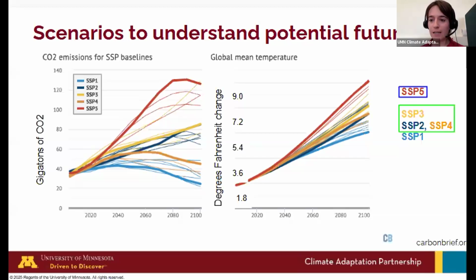That is our very high emission scenario and can be thought of as an upper bound as to what we might expect for our future climate. But I'll note that lower emission scenarios, which I've highlighted in green, are also possible.